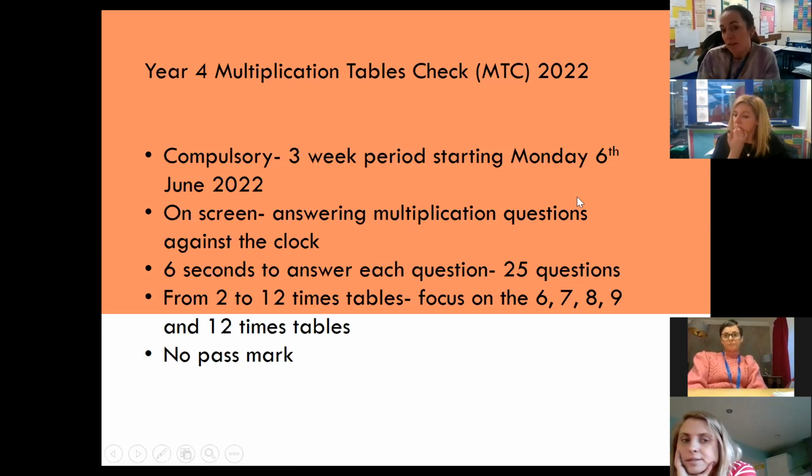So yeah, like I said, it's going to start from June. We're really embedding it now in class. We're doing it every day, Times Tables Rock Stars, and as much as you can support at home would be amazing. But I don't want you to worry about it. Like I said, there isn't a pass mark or a fail mark. It is teacher assessment.